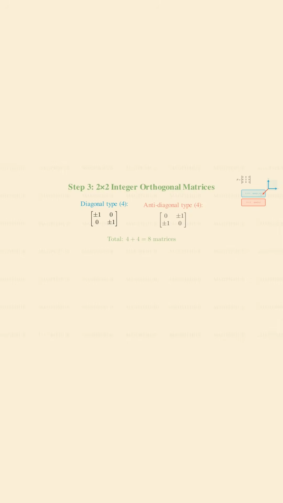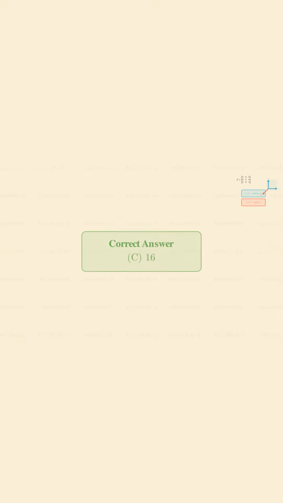First, the diagonal type, plus or minus 1, 0, 0, plus or minus 1, giving 4 matrices. Second, the anti-diagonal type, 0, plus or minus 1, plus or minus 1, 0, giving another 4 matrices. That is 8 integer orthogonal matrices of size 2 by 2 in total. Step 4. The total number of matrices Q is the product of choices for the 2 by 2 block and the choices for Q33. That is 8 times 2 equals 16. The correct answer is option C, 16.